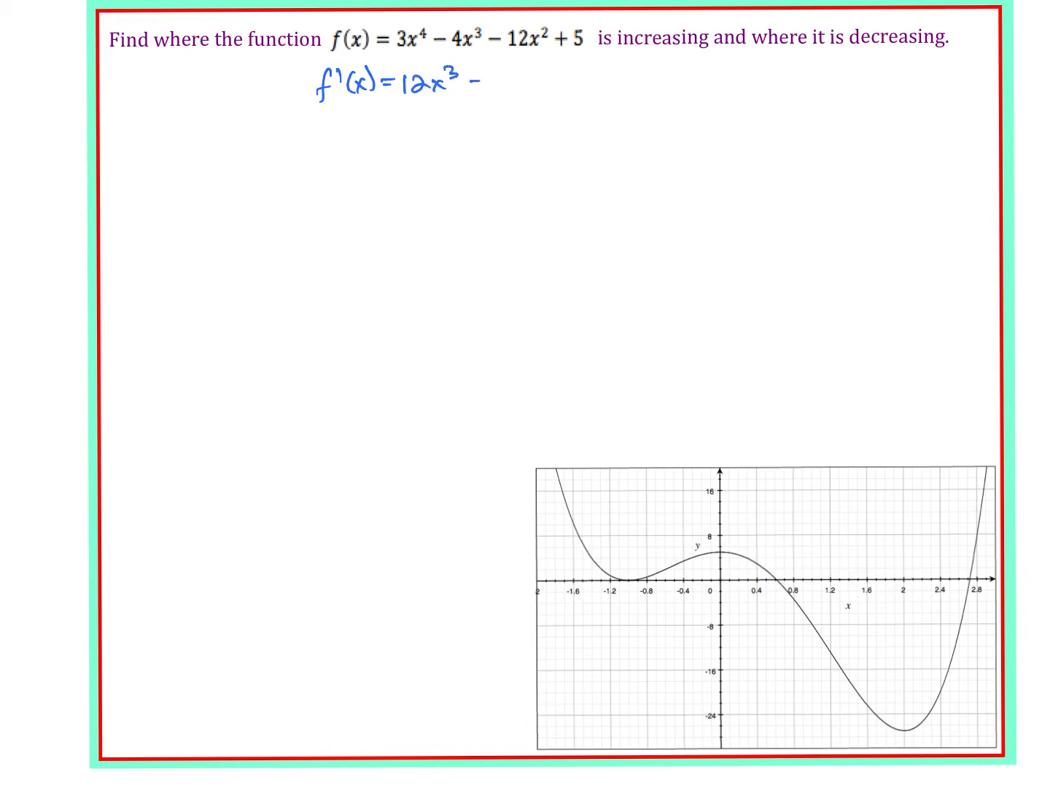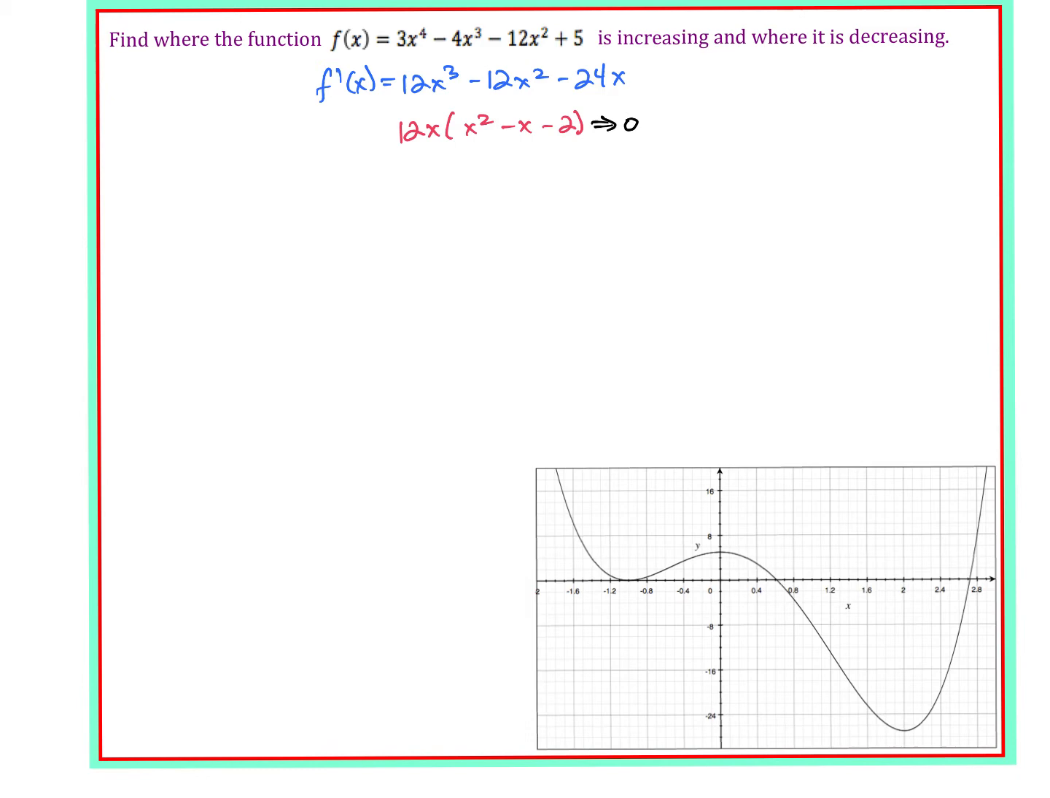12x cubed minus 12x squared minus 24x. And then plus 5, right? No, just kidding. So what do we want to do with that now? I'm going to factor out a 12x. Let's do it. And what are we left with? X squared, and then minus x, and then minus 2. And what am I going to do with that now? Set it equal to 0. I'm going to take a derivative and set it equal to 0. We do that a lot.